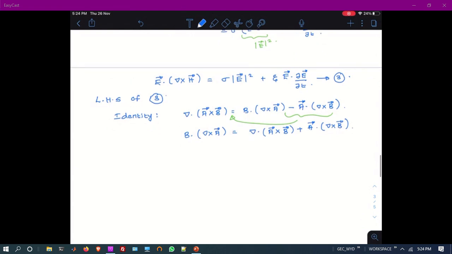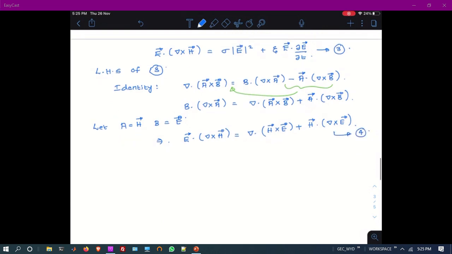Okay. Now let's say our A is equal to H and B is equal to E. So I can write E dot del cross H is equal to del dot H cross E plus H dot del cross E. Let's say this is equation number 4.